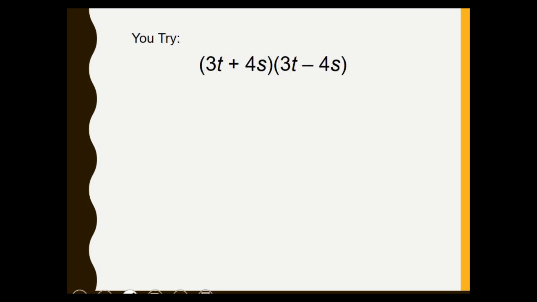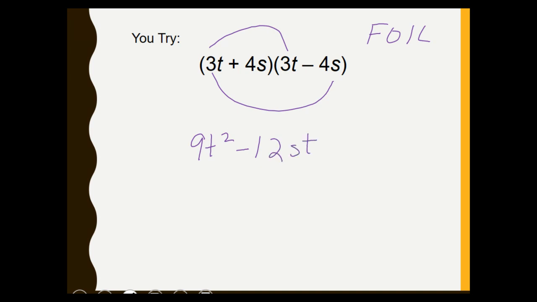You try. Pause the video here. Okay, let's use our same method. FOIL. First term, 3t times 3t, 9t squared. Outside terms, 3t times negative 4s is negative 12st. Inside terms, 4s times 3t is positive 12st. And the last term, 4s times negative 4s is negative 16s squared.